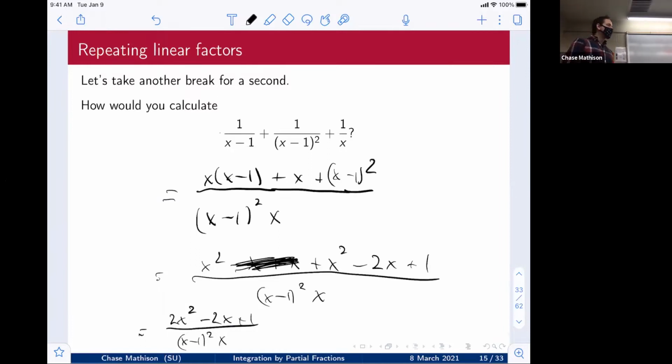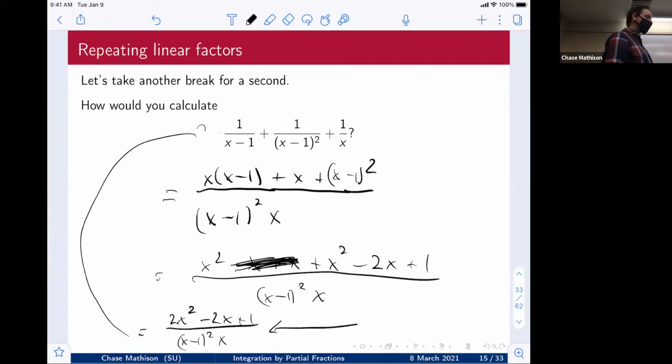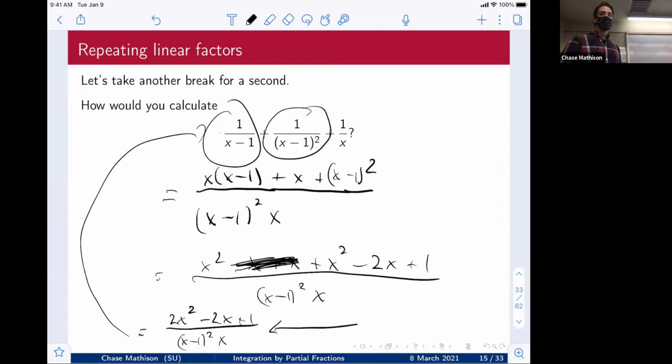Okay. So if we saw this in the wild, if I asked you to find a partial fraction decomposition of this, well, then this came from this, right? So apparently, if I have a repeated linear factor, I need to not only have that x minus 1 squared in the decomposition, I also need this 1 over x minus 1 as well. Okay.